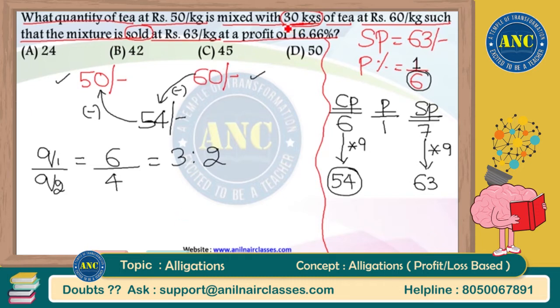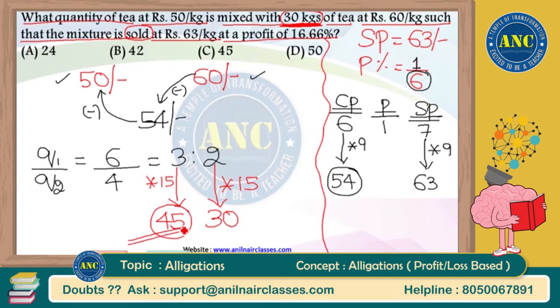But the question says second quantity is not 2 kgs. It is given in the question as 30 kgs. 2 should become 30 kgs. Multiply by 15. 3 also multiply by 15. 3 into 15 is 45 kgs. Answer for this question is 45 kgs.